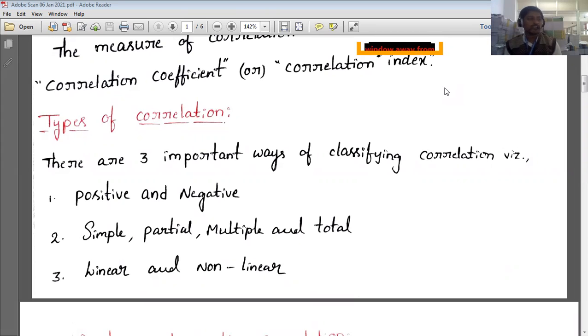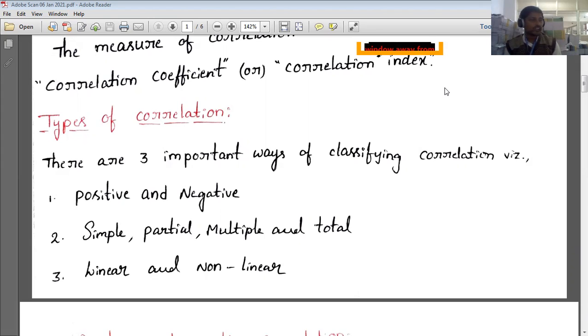When will it be negative? Negative is when one is saying high and another one is saying low. One is accepting, another one is not accepting that, then obviously that is negative. And simple is where we discuss only two variables. And if we discuss more than two variables, that is multiple. Partial is where we don't discuss all the variables included in the correlation, we exclude some variables, that is partial.